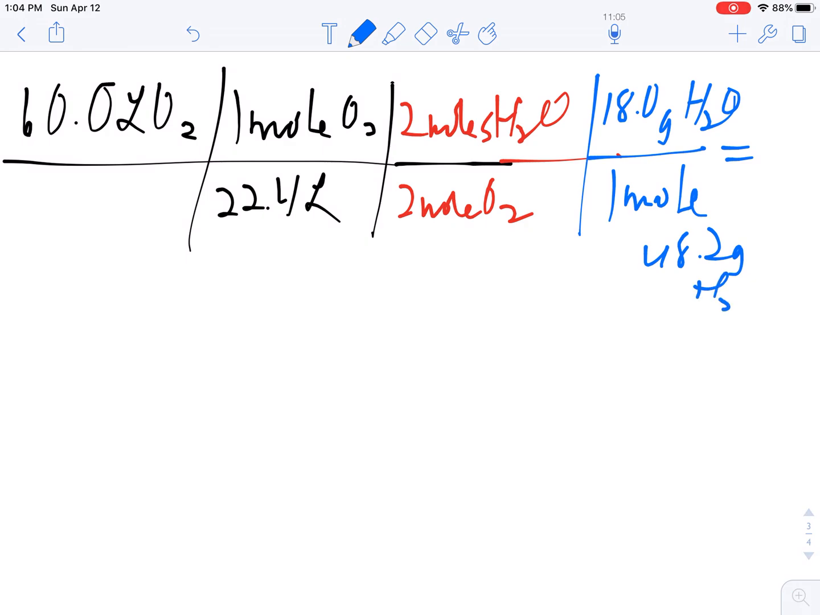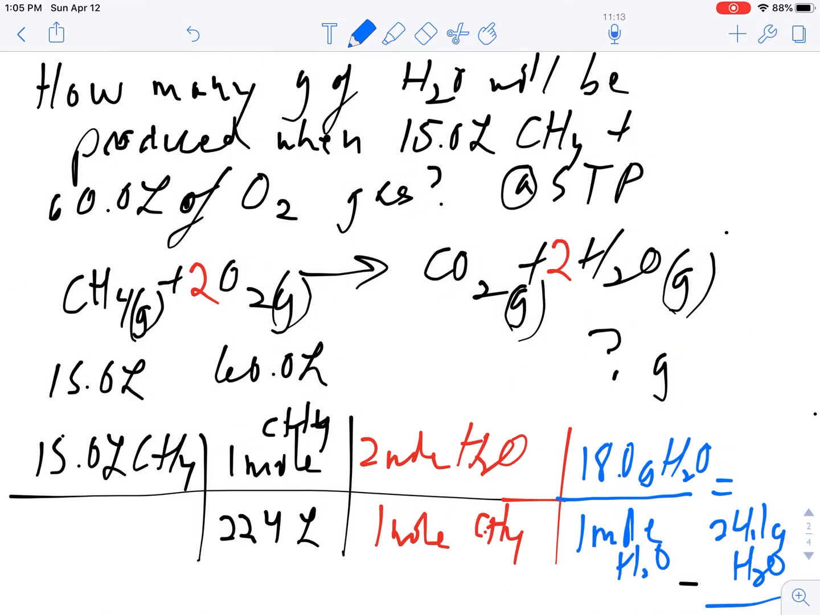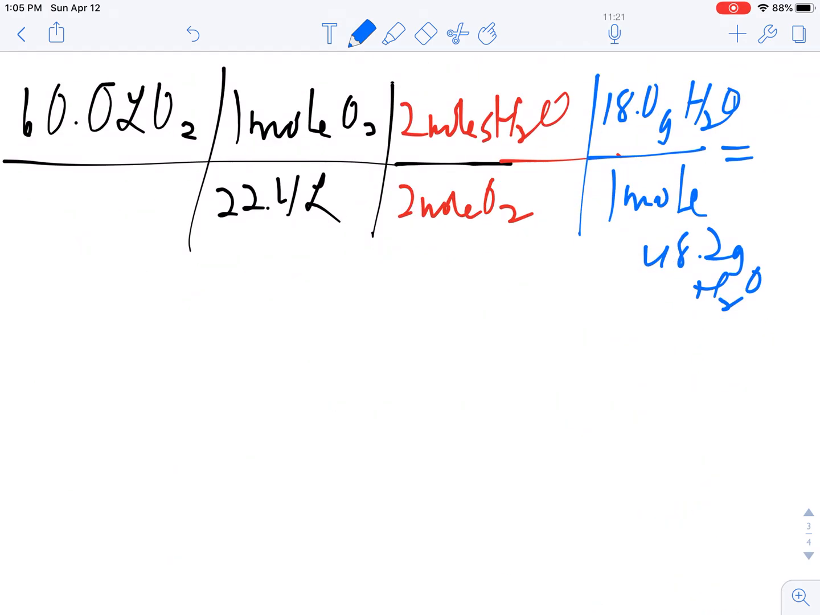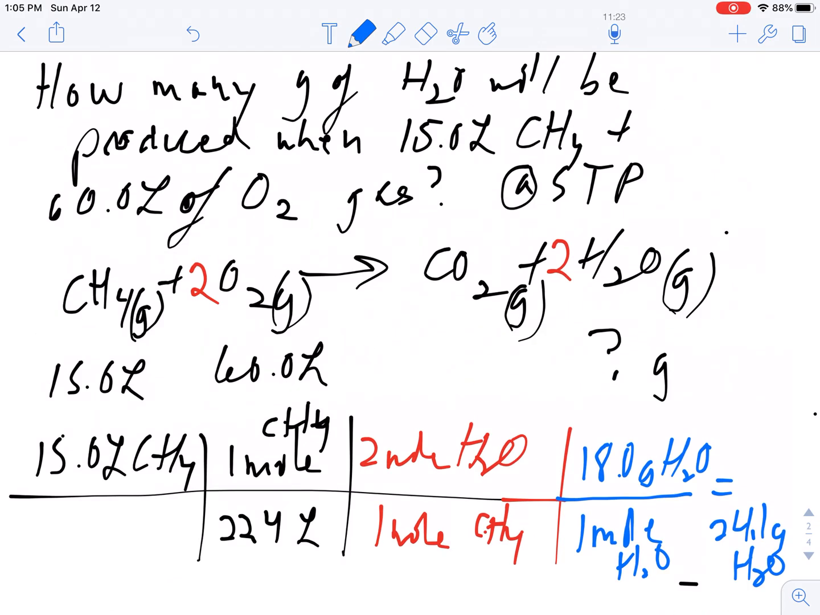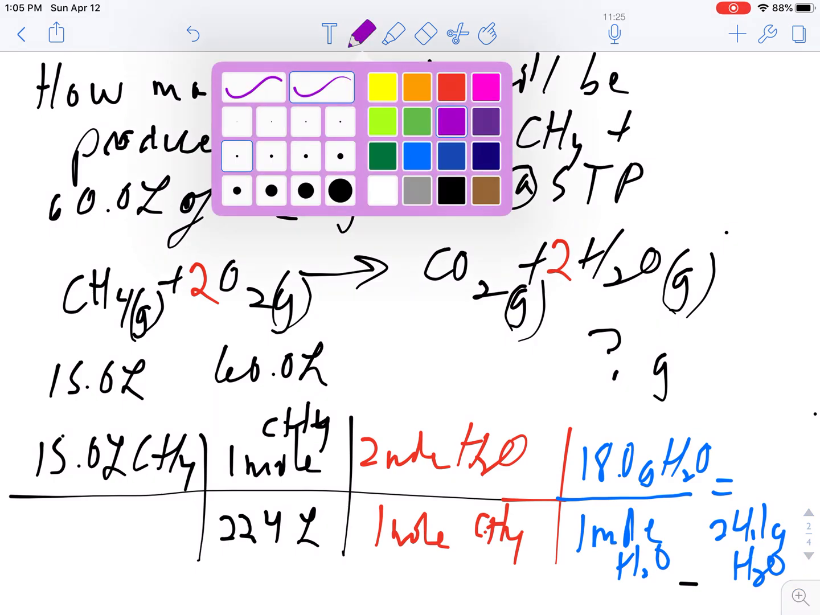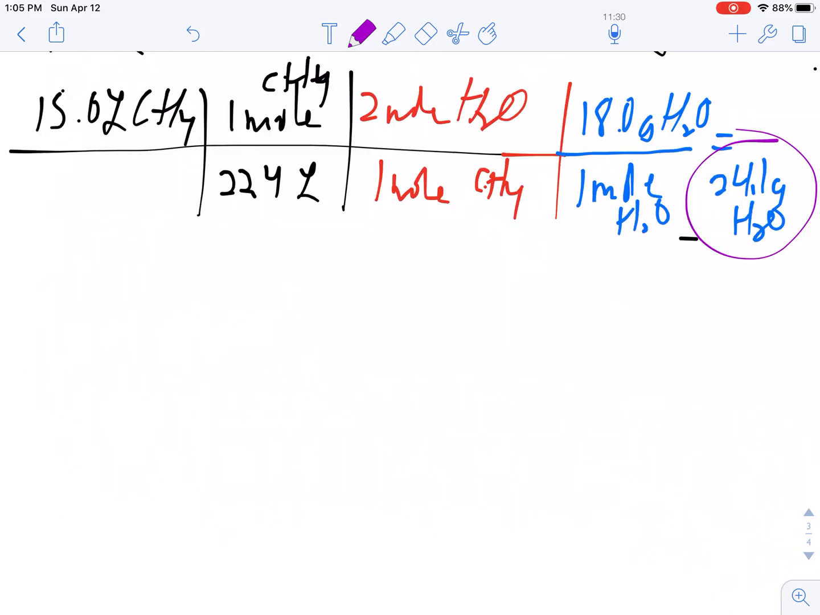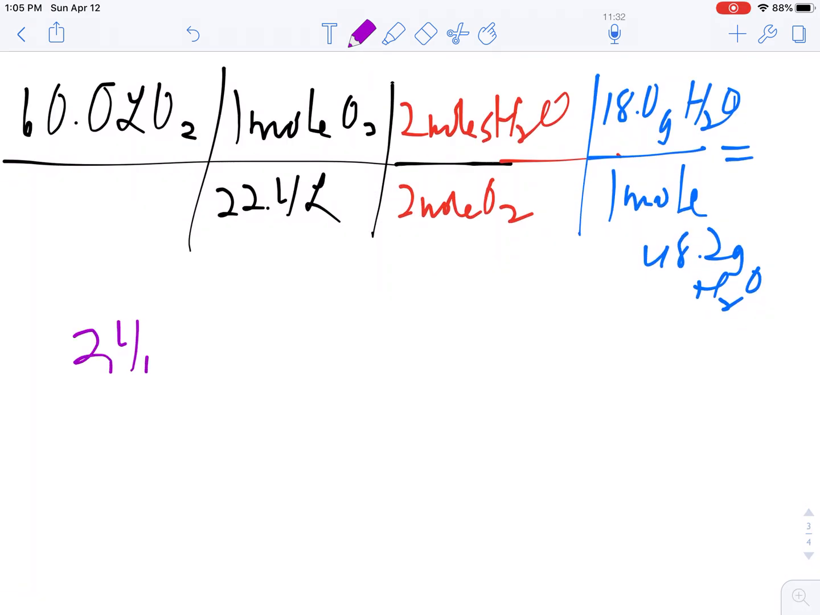At this point, I pick which one is smaller. Is this answer smaller? Or is this answer smaller? Whichever one is smaller, that is the correct answer. So the smallest answer is this one. So the final answer would be 24.1 grams of water will be produced.